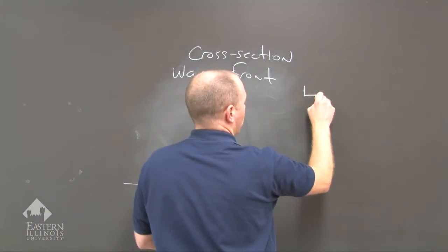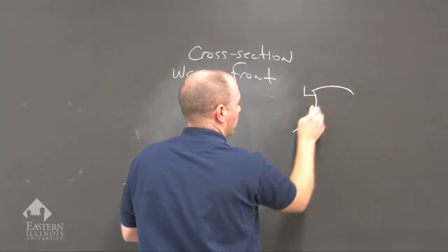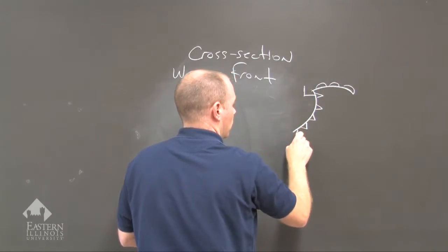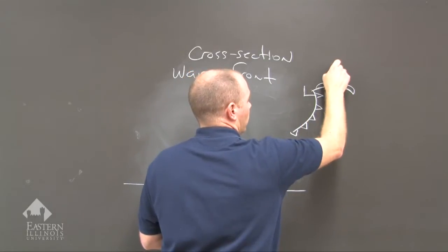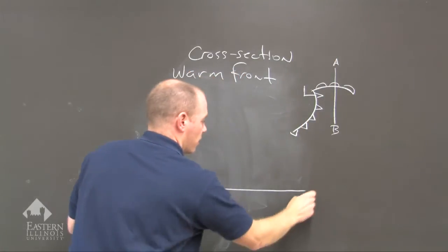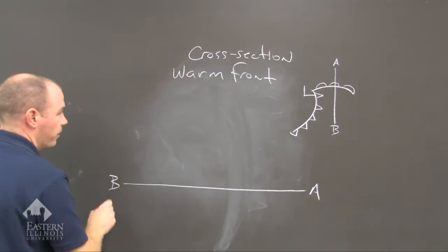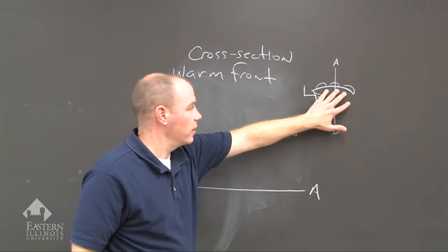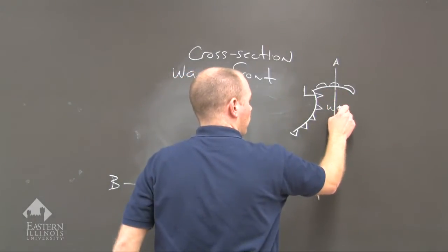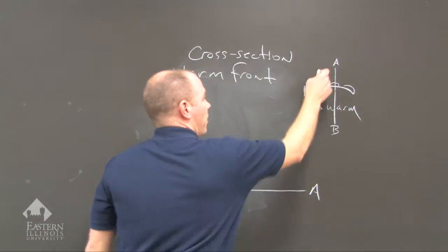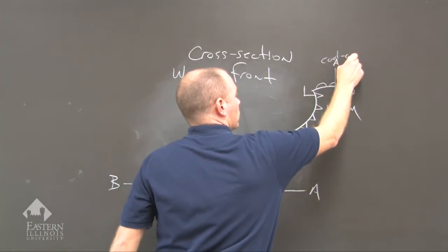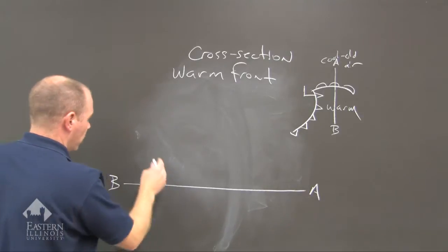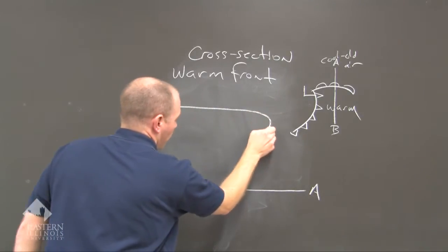And so if we have a low, we have a warm front there, cold front here. We slice it here, A and B. This is A and this is B. Warm air is just south of the warm front here. So this is all warm. And then this is cool, old air ahead of the warm front. Okay, so here it comes. We have a warm air mass.